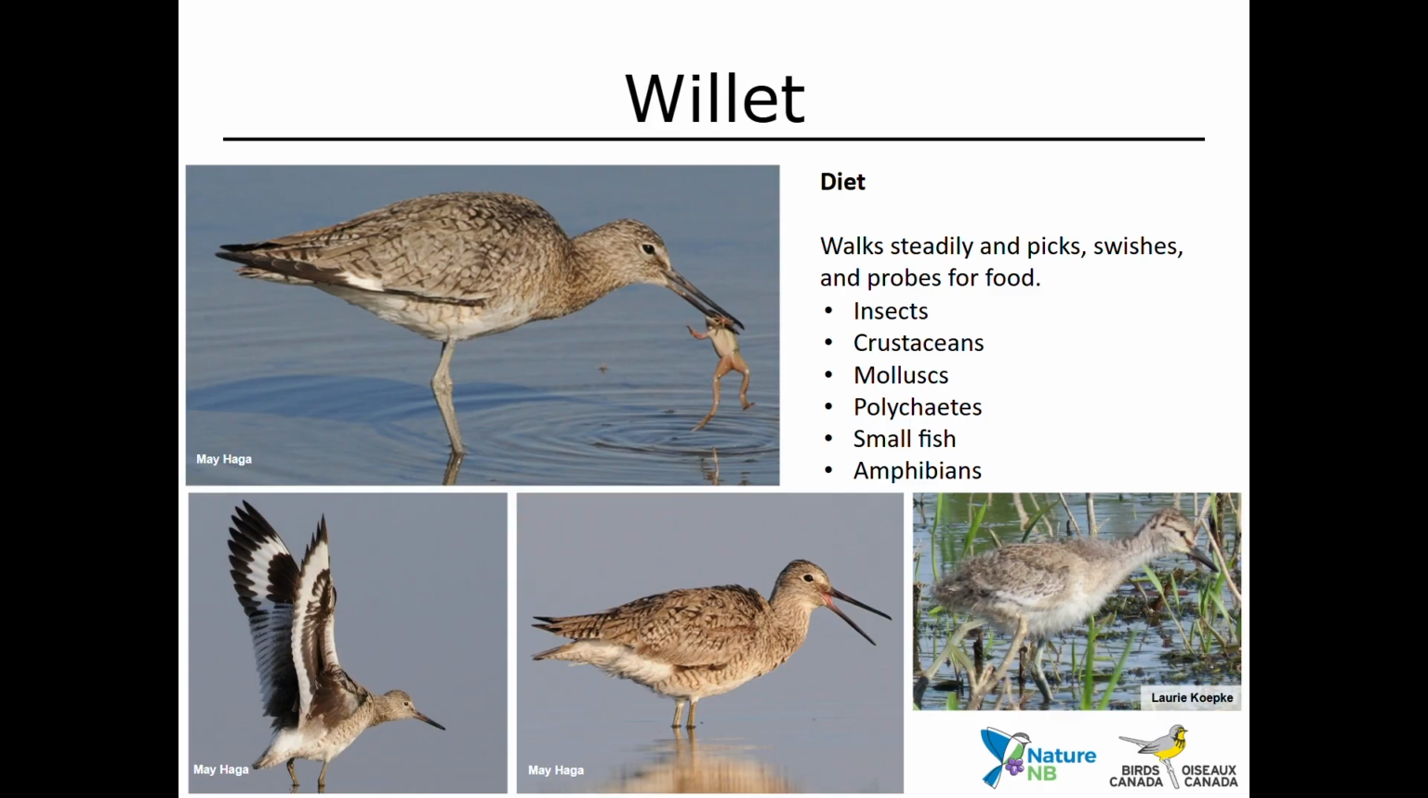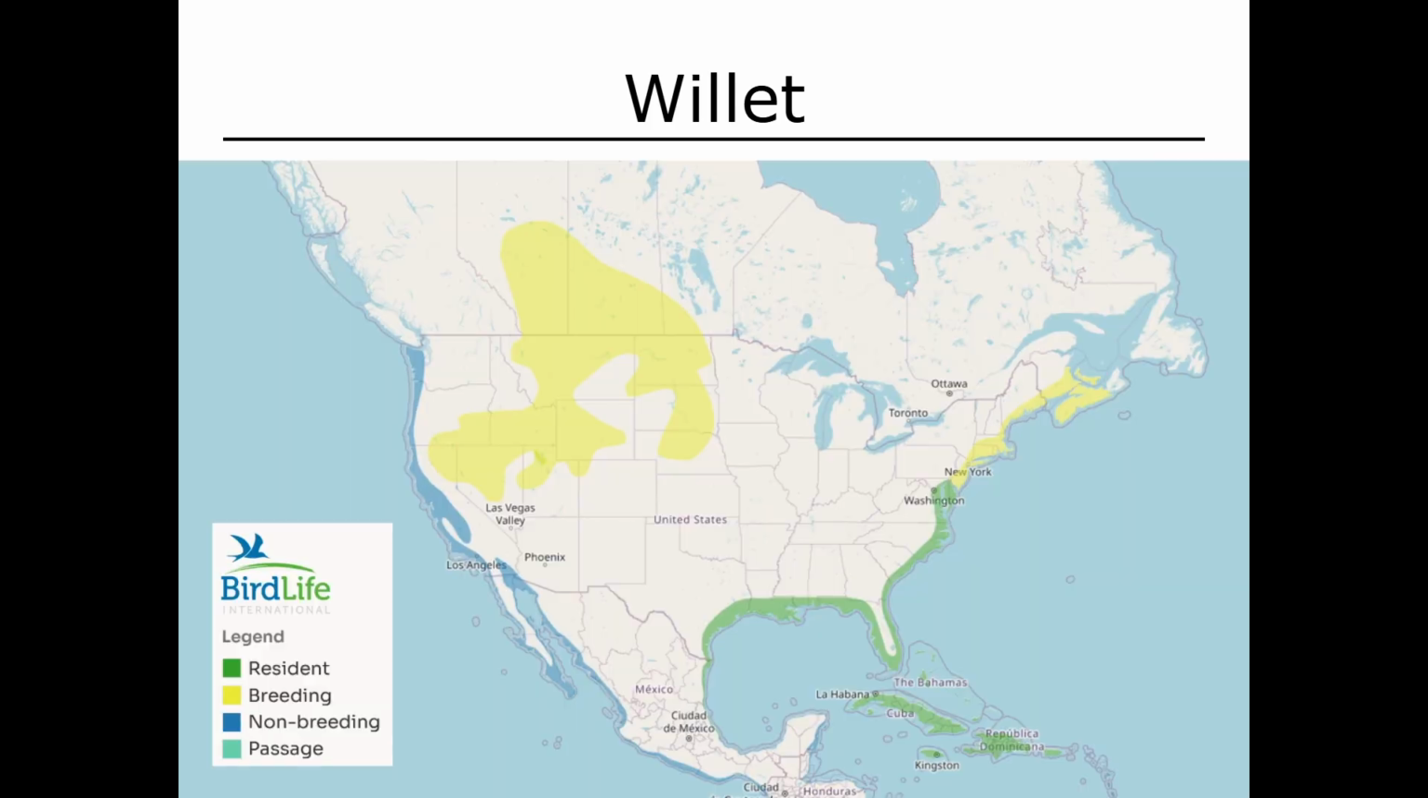So the willet has a much more restricted distribution than the other species that we've seen so far. And so in the Maritimes, you will find them mostly in southern New Brunswick, PEI, and Nova Scotia during the breeding season.